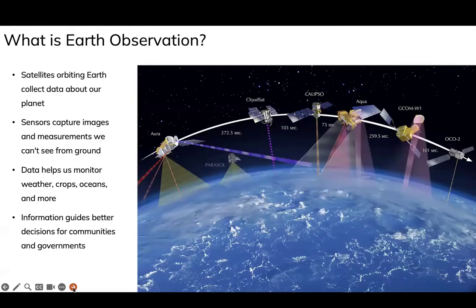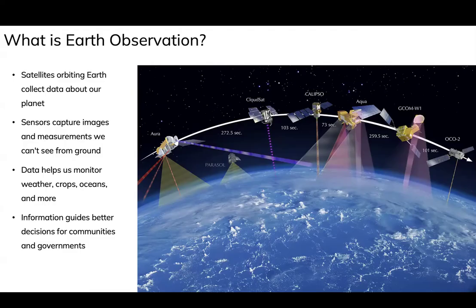So what is Earth observation? What we have, in this graphic, you can see here, is a number of different satellites that are in orbit. This is a graphic representation, so they're really not this close to each other, and they probably aren't in exactly the same orbit, but this just gives you an indication of the different types of satellites that there are in orbit. So what we have is the satellites orbiting the Earth, and what they're doing is collecting data about our planet.